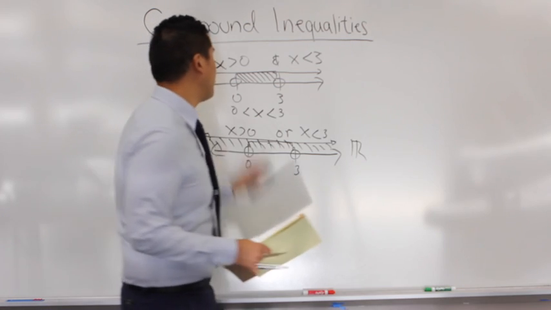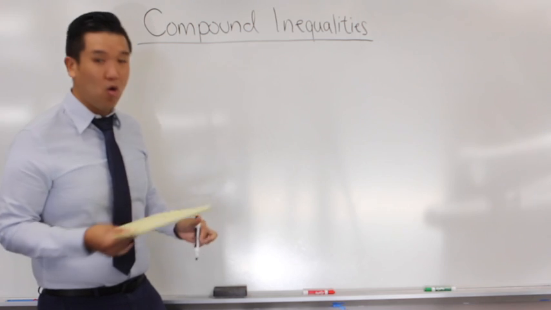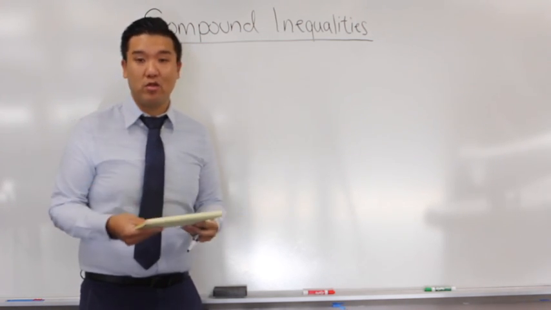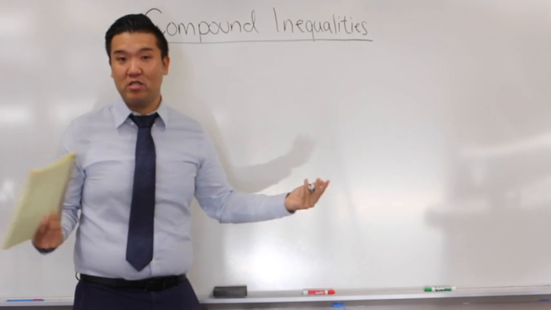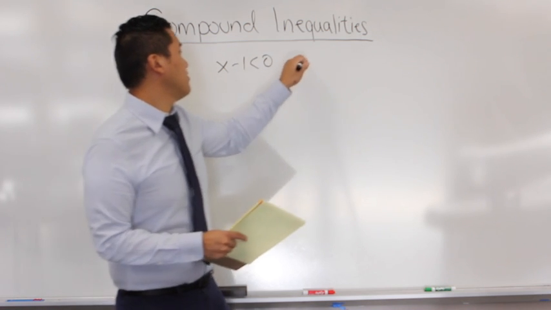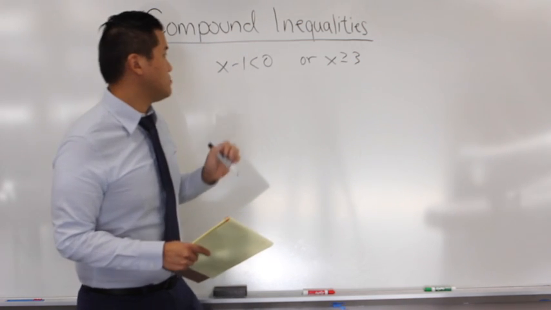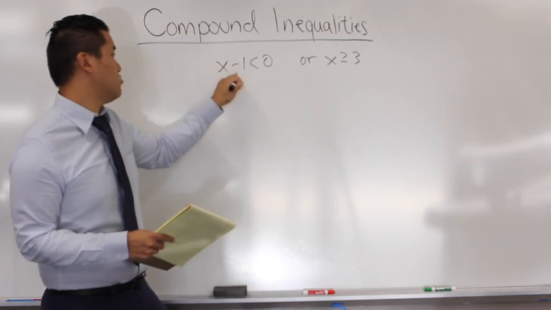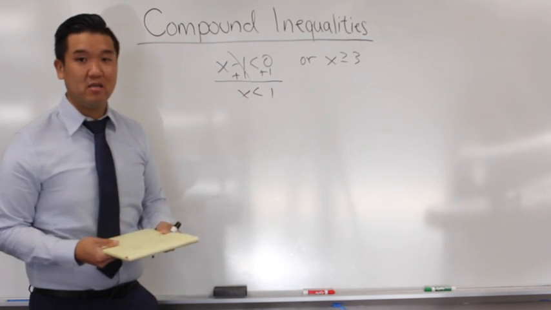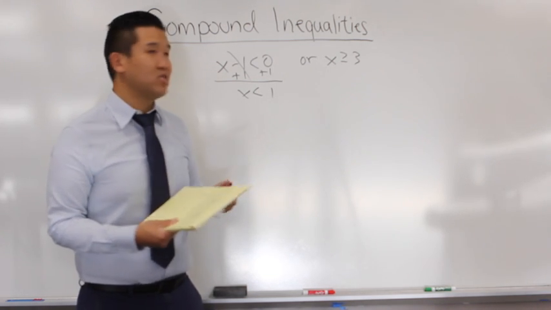So let's take examples. We're going to do 2 examples. I'm going to do one and one or. Or examples are easy because they're already split up. It's like 2 equations, so you're just going to solve for the equations. If I have x minus 1 is less than 0, or x is greater than or equal to 3, that's already done. This one's one step. So we add 1, we get that. That's it. Your answer is x is less than 1, or x is greater than 3.